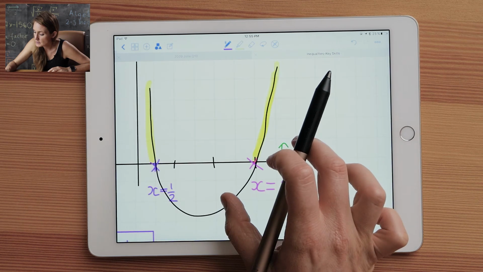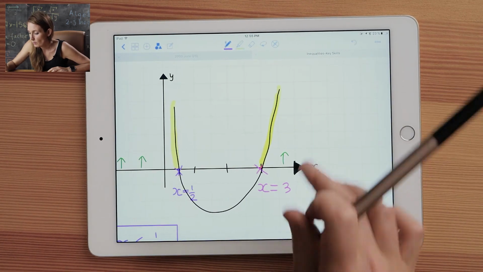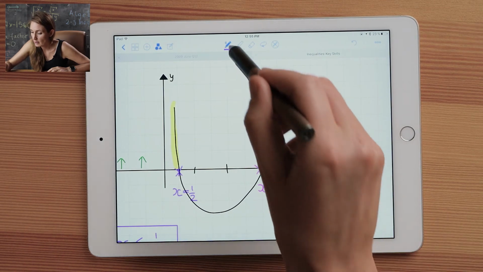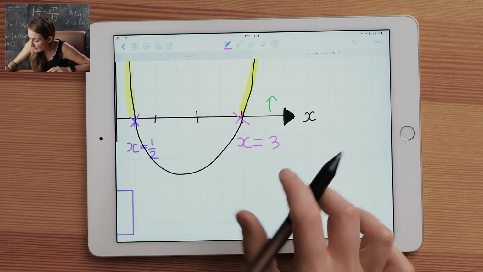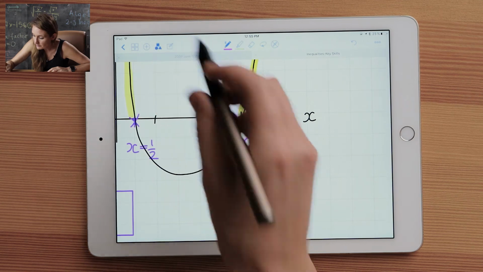Now my second solution is going to refer to the pink answer that we found, which is going to be bigger than, or to the right of, 3. So my pink answer will be x is bigger than 3.